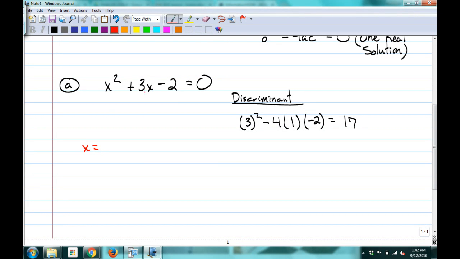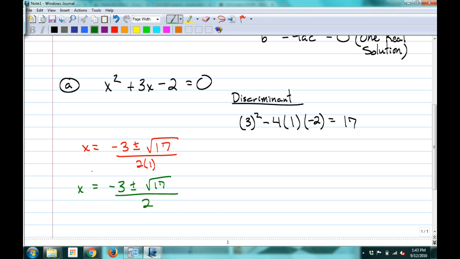So negative b, so that'd be negative 3 plus or minus the square root of 17 over 2 times 1. And I'm just going to simplify as much as I can. Negative 3 doesn't simplify. The square root of 17, that's a prime number, so I know that radical is not going to simplify like we did last week. So it's just going to be radical 17. And then 2 times 1 is 2.